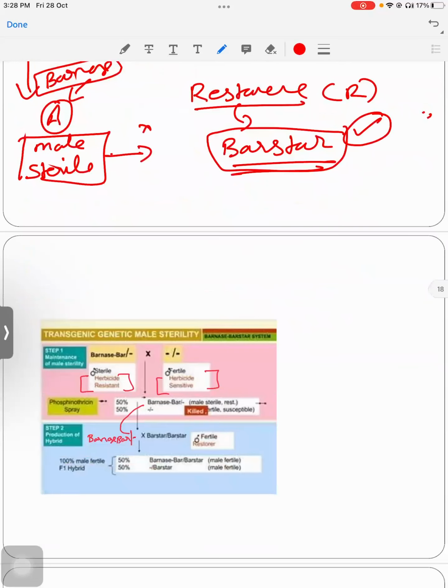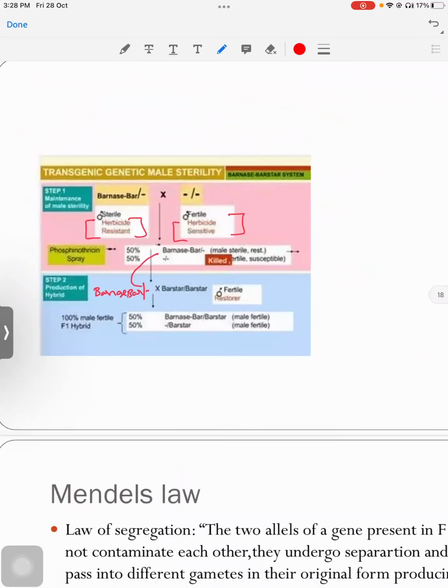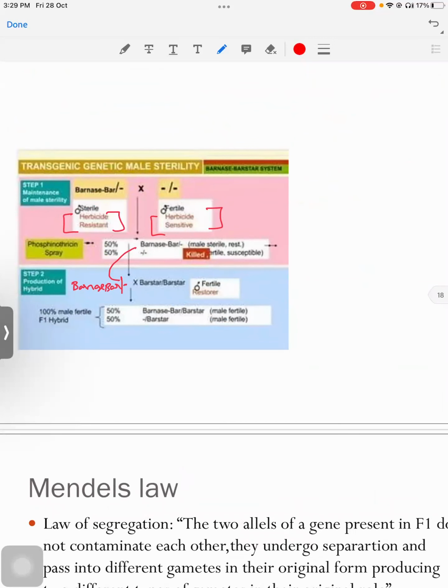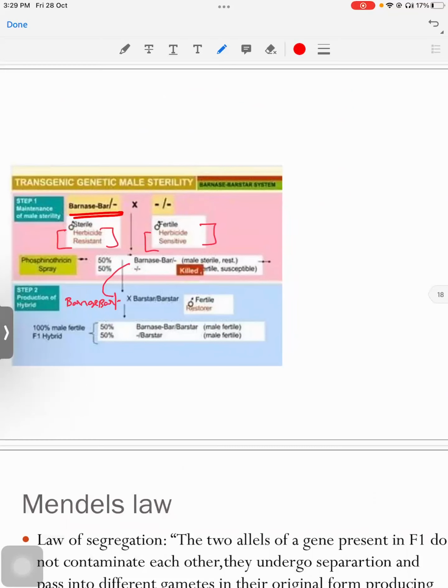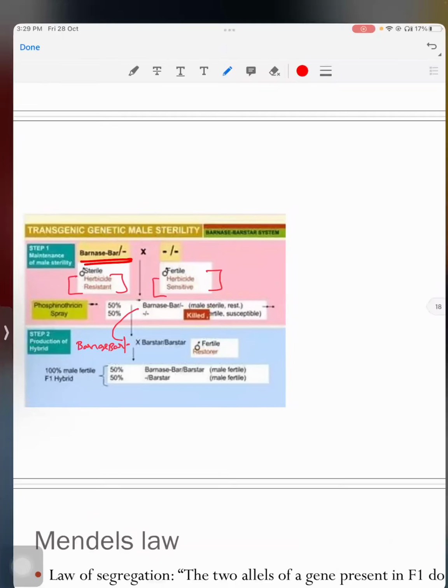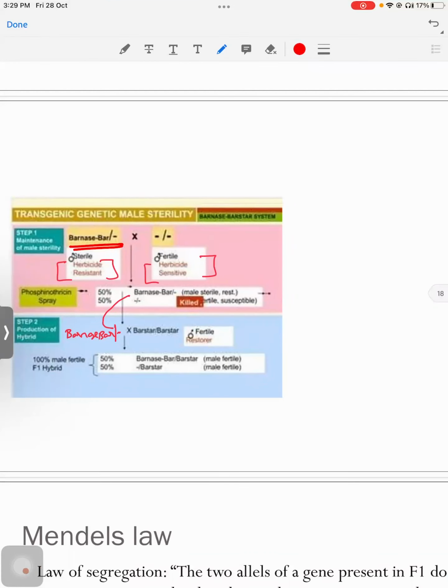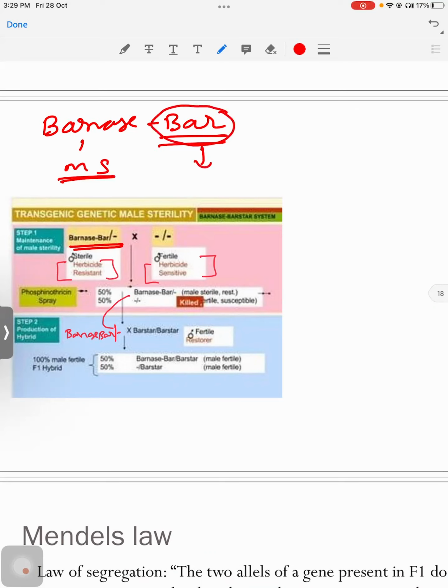And what we have done, I will just show it here. See, this is the cross, Barnase bar cross. What is this Barnase bar? For example, this is the Barnase gene here, and this is the bar gene. Barnase is for the male sterility gene, but the bar gene is the gene responsible for herbicide resistance. Here you see, herbicide resistance.